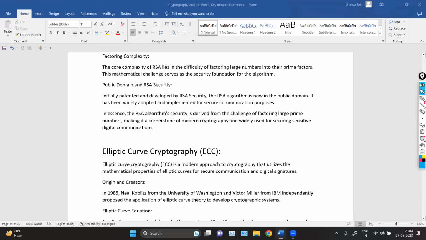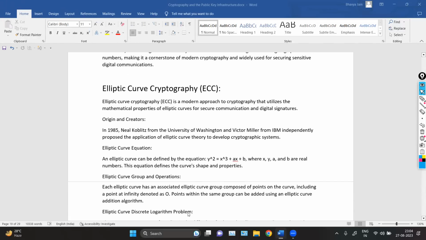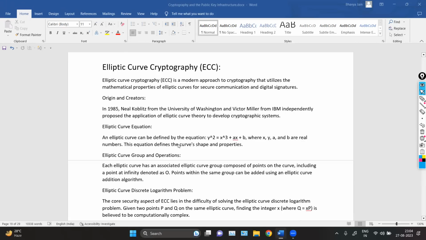Then we have domain and RSA security. Initially patented and developed by RSA Security, the RSA algorithm is now in the public domain. It has been widely adopted and implemented for secure communication purposes. So that is RSA.